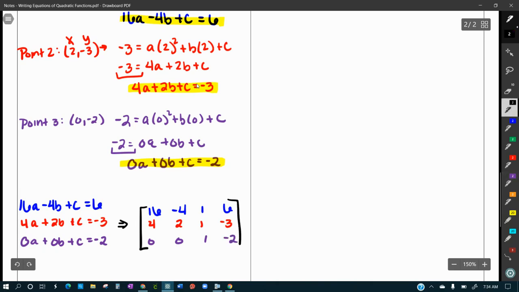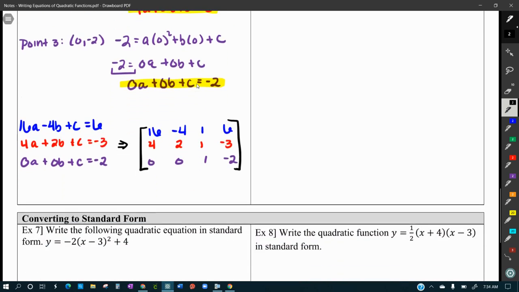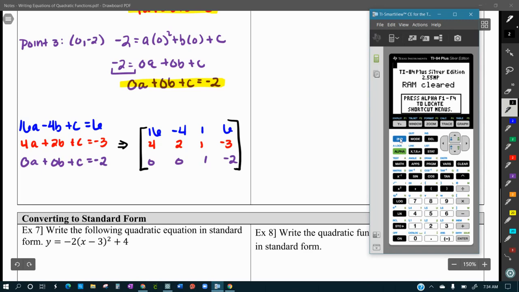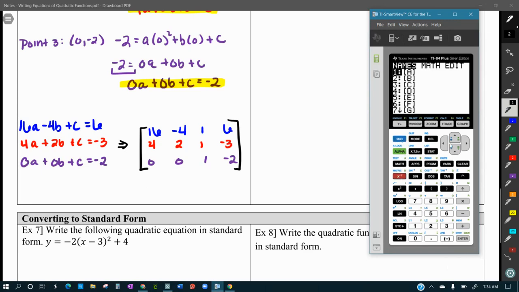So now we're going to use our calculator to help us solve this matrix. If we take our calculator, we're going to go to second matrix, move over to edit, choose A, and this is a 3 by 4. So 3, enter, 4, enter, and put in your numbers. So you've got 16, negative 4, 1, 6, 4, 2, 1, and negative 3, and then 0, 0, 1, and negative 2.